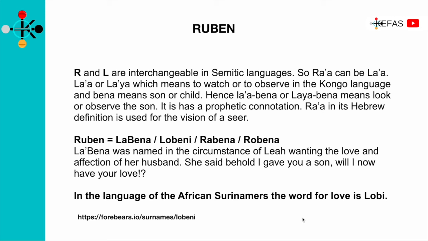And La Bena, let's say Reuben, was named in the circumstance of Leah wanting the love and affection of her husband. She said, "Behold, I gave you a son. Will I now have your love?" Hence, we can see that the name Reuben, or La Bena, Lobeni, is connected with affection and love. In the language of the African Surinamers, the word for love is Lobi. Now, Lobi is also seen in the variation of Reuben in the Bantu Lobeni. And as I said, Reuben, Labena or Lobeni is a name connected with affection or love, the want for love.